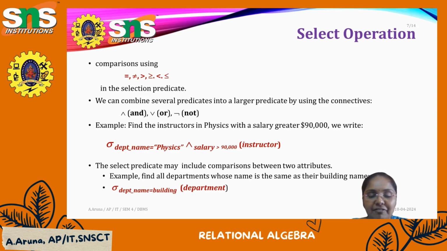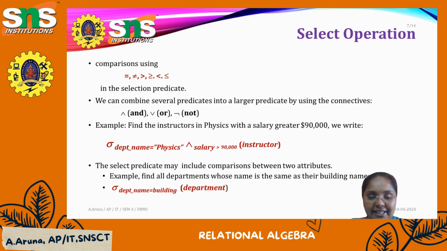For example, find the instructors in physics whose salary is greater than $90,000. Here I have to check two things: the faculty belongs to the physics department, and their salary is greater than $90,000. To check both conditions I can go for an AND operator: select department name equal to physics and salary greater than 90,000 from the relation instructor. This is how I can retrieve the data.